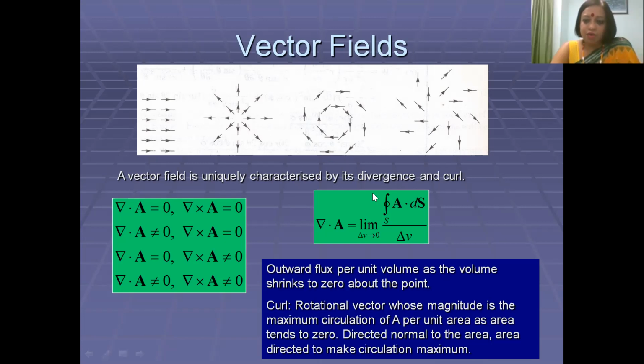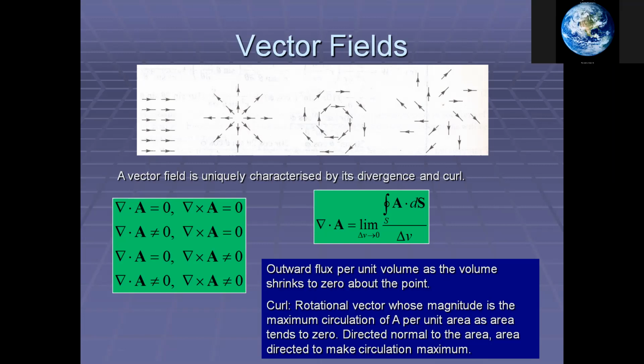Yes. And then you come to the last kind of field. Here you can see the divergence is non-zero as well as curl is non-zero. So what I'm trying to tell you is that a field can be uniquely defined. Its property can be uniquely characterized by its divergence and curl.